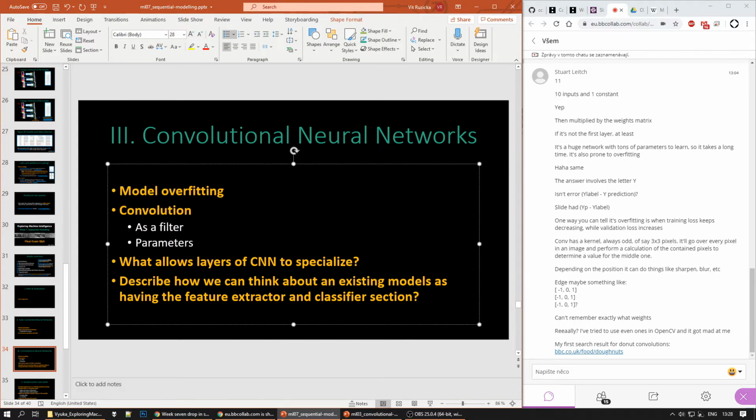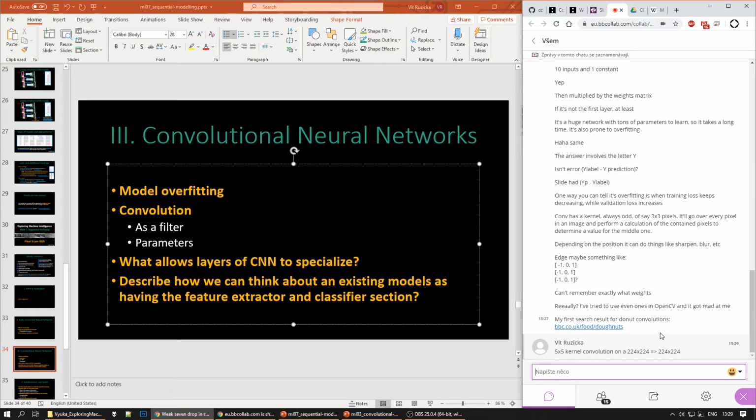Given, let's say, a 5x5 convolution, a 5x5 kernel of a convolution, if we apply it on a 224 by 224 image, and let's say that we add some padding so it evaluates into a correct image to produce a 224 by 224 image. How many parameters would we get for a single kernel operation, or certain convolution operation?